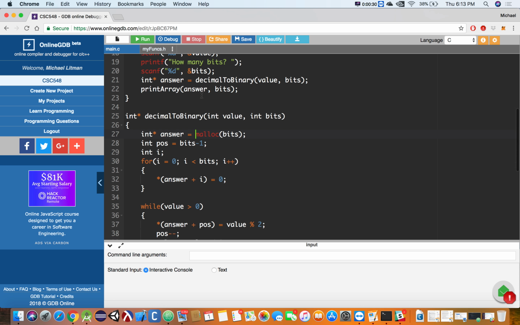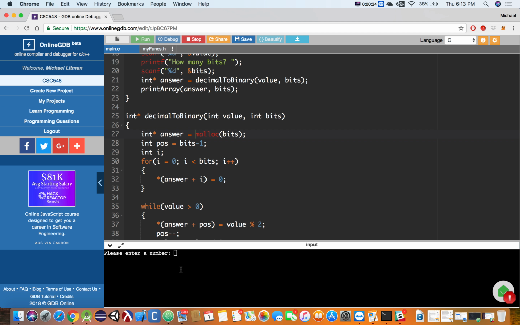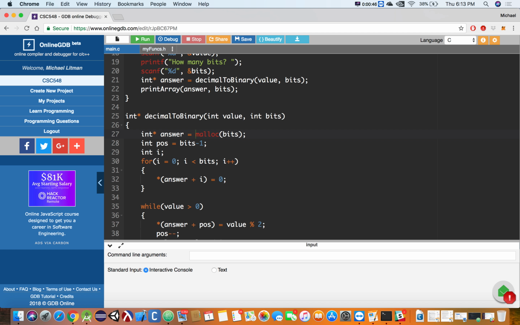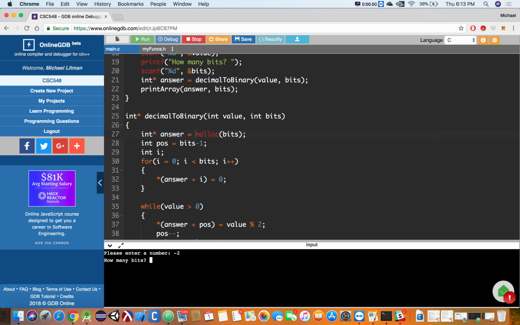So let me run it here first. I'll go run, and then I think the number. What was the number we were doing? Yeah, we were doing -2, and then we decided 16 bits, or we were doing 4 bits. 16. All right, so that one finished. I thought it was -2 and 4.